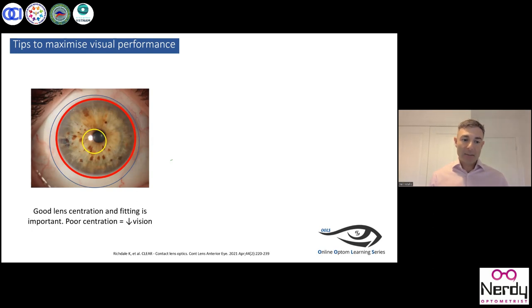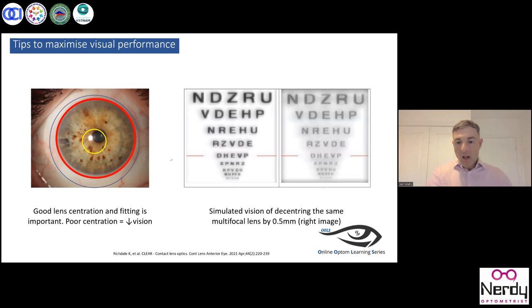And again, that might explain why one lens may behave slightly different to another lens. And I thought this was really interesting, and this was in the Optics BCLA CLEAR paper. What they showed here was if you just decentered the same multifocal lens by 0.5 millimeter, you can see how much it degrades the vision.